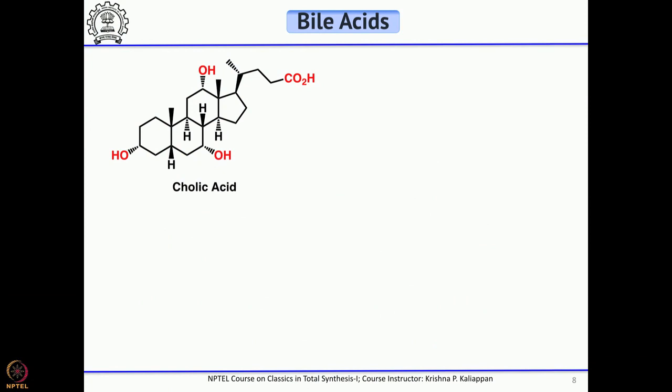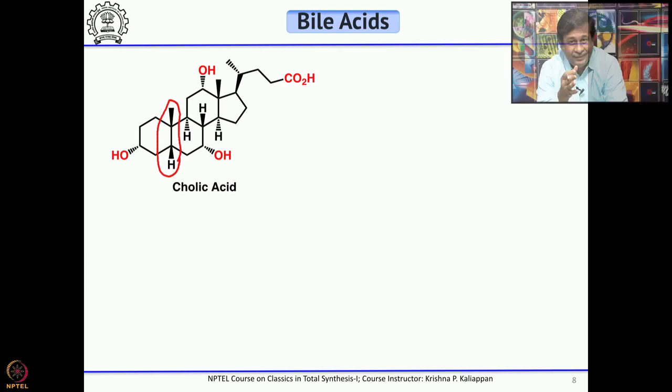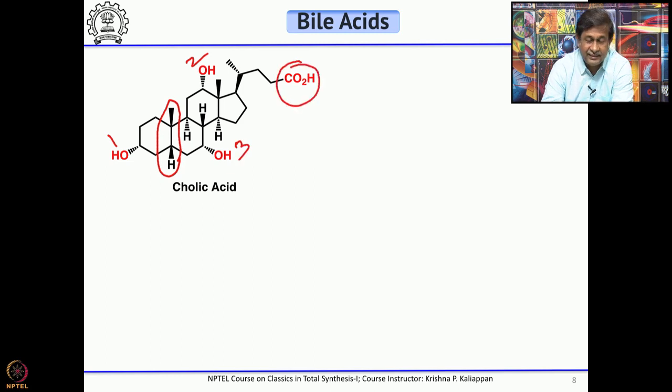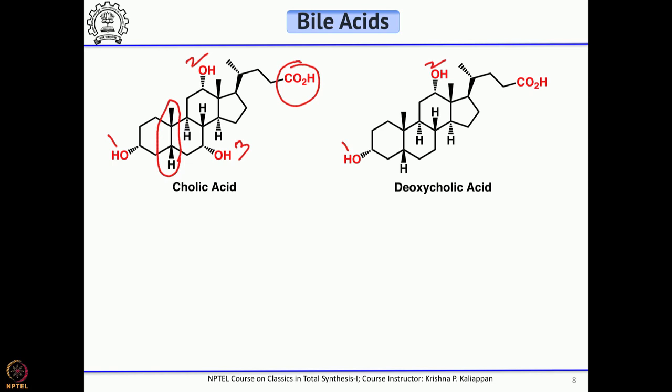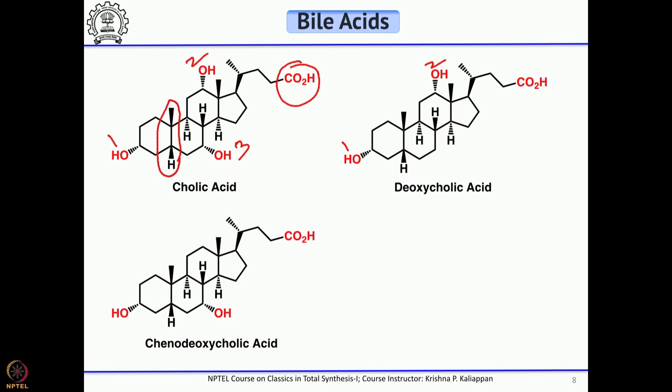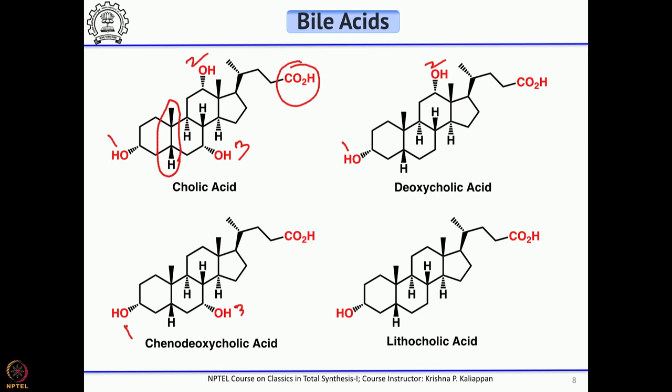Then we have bile acids. The main difference is the A-B ring junction. If you look at all other steroids which we discussed, the A-B ring junction is trans, whereas in bile acids, the A-B ring junction is cis. If you have three hydroxyls and one carboxylic acid, it is called cholic acid. If you have two hydroxyls, in the A and C rings, then it is called deoxycholic acid. If you have the same two hydroxyls but in the A and B rings, then this is called chenodeoxycholic acid. And if you have only one hydroxyl, that too in the A ring, this is called lithocholic acid. There are four bile acids which you should remember.